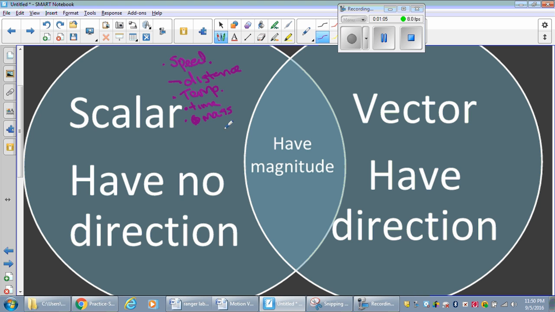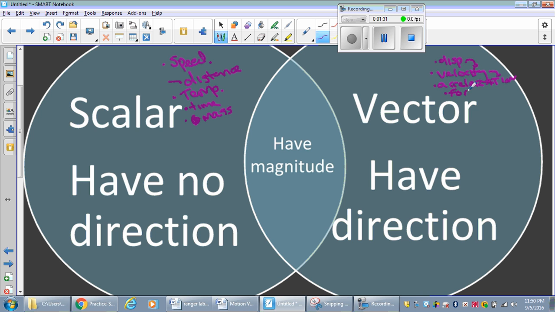Okay. Vector. These are things that do have direction. So this is going to be displacement, right? Your displacement, your velocity. And why? Because displacement is a part of velocity. So if you go by that logic, acceleration as well, right? Acceleration, and why? Because velocity is a part of acceleration.